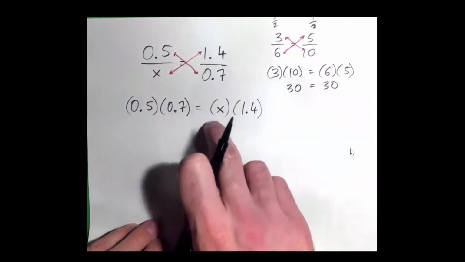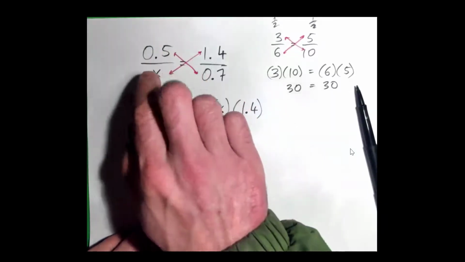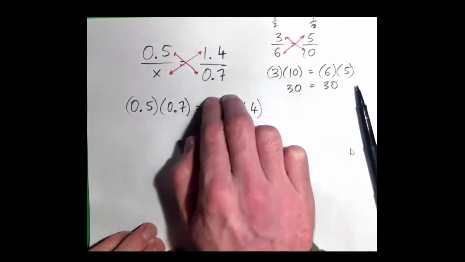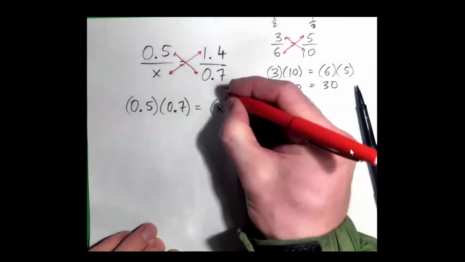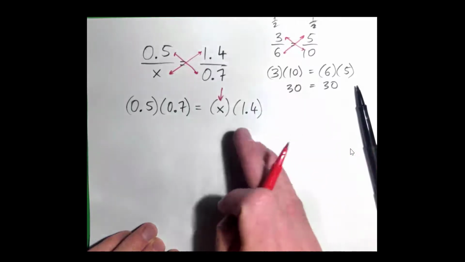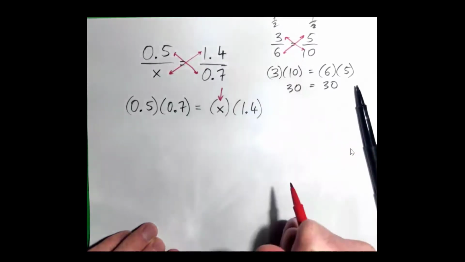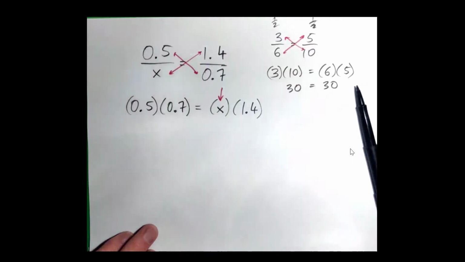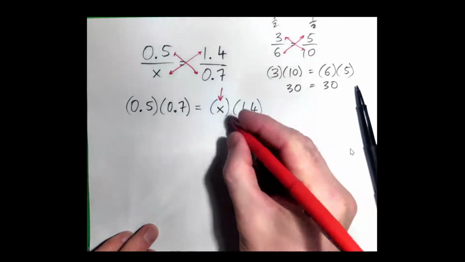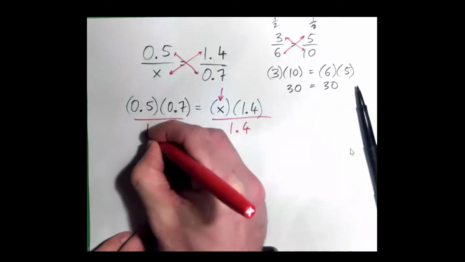Now we can't check it here because we have an unknown number, but it's a useful trick if we want to get from a proportion, which is a fraction equal to a fraction, into an equation. Now, we can solve for x at this point because x has been multiplied by 1.4. What's the inverse operation of multiplying by 1.4? Dividing. Yes, you divide. So you would divide by 1.4 on both sides.